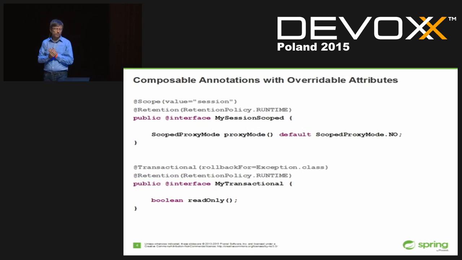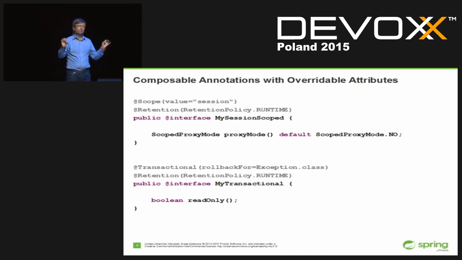As a variation of composability, you can even override attributes, which is actually new in Spring Framework 4.0. The overriding of attributes refers to those meta annotations. So if you take the example above, my session scoped, it's a custom annotation, just saying @MySessionScoped will inherit the characteristics of @Scope session. So it's kind of a way to hard code a specific scope, avoiding the string, avoiding the repetition of that string.